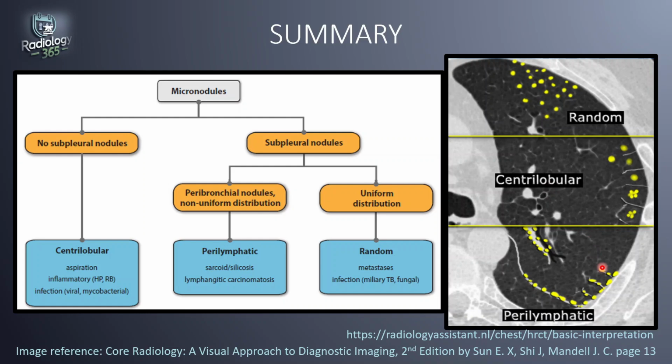If they are perilymphatic, evidenced by them being subpleural, just along the fissures and along the septi, we'll call them perilymphatic, and our differentials would include sarcoidosis, lymphangitic carcinomatosis.